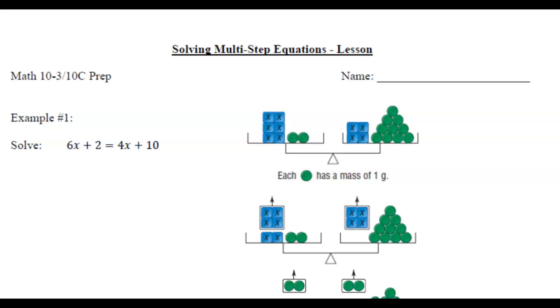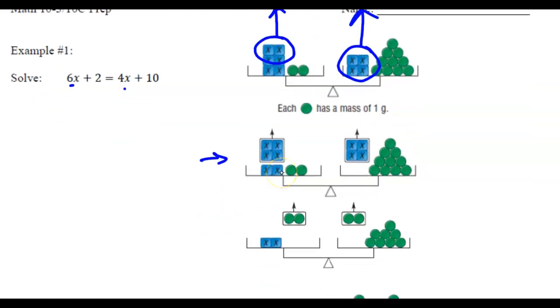The important thing, or my recommendation, is to always collect the x terms first. In this case, we've got 6x and 4x, and I always look to move or get rid of the smaller x term. So I want to remove the 4x's from the right, and you can see it on this next diagram. When I do that, I'm subtracting 4x from both sides, and I end up with 2x plus 2 equals 10.